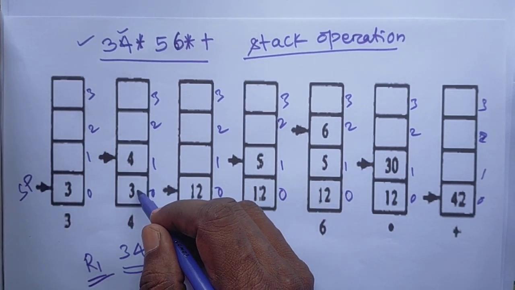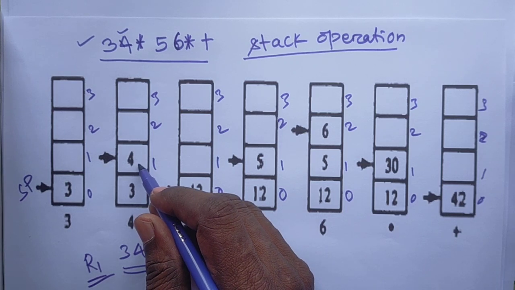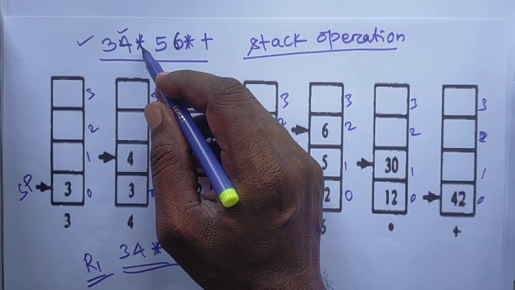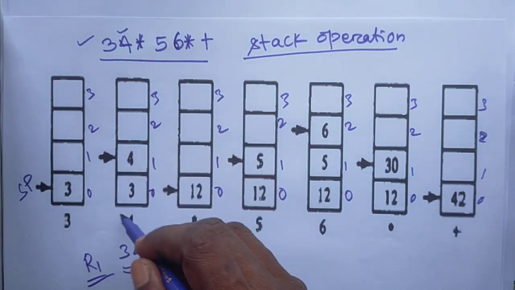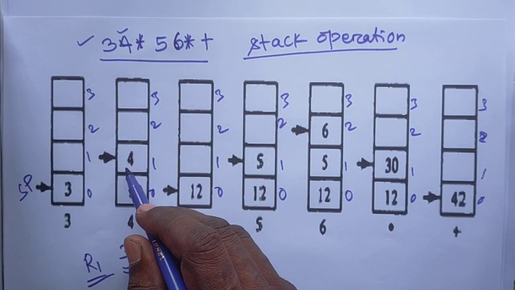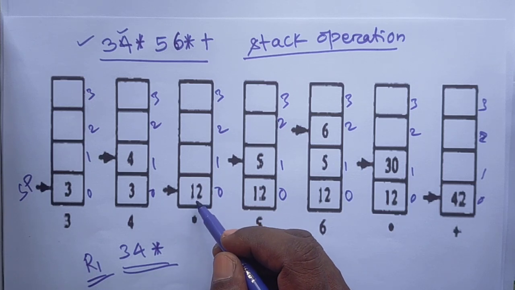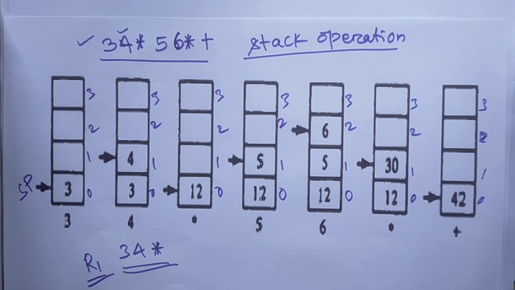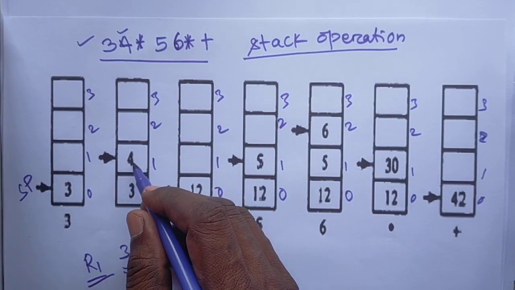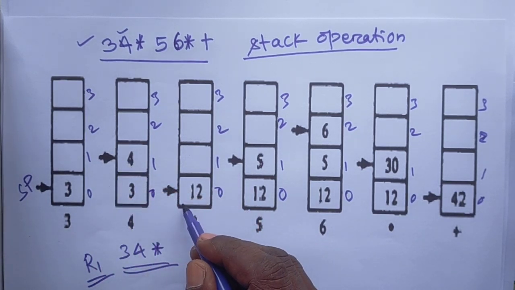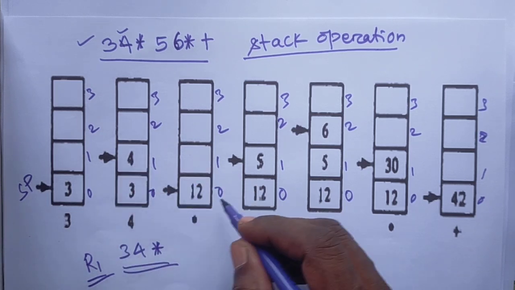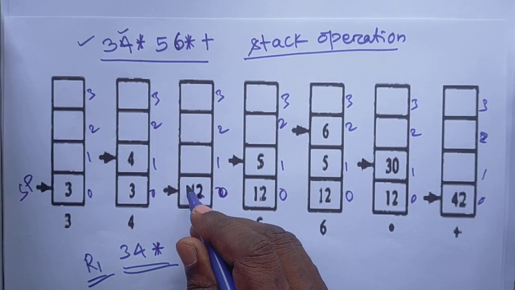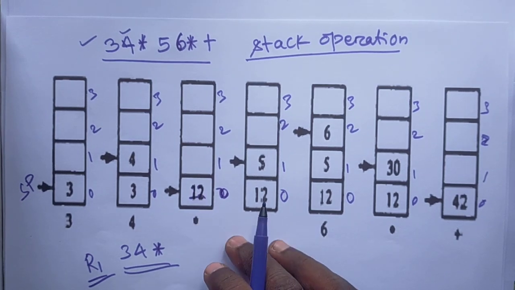So whenever 3 and 4 are available in the stack, whenever a star, the multiplication operator, is coming, it will operate. The operator means the result of this operation is stored on top of the stack again. So 3 into 4 is 12. 12 is stored, and the stack automatically comes to 0 position, because after multiplication the value is 12, and this 12 is stored in 0 position.